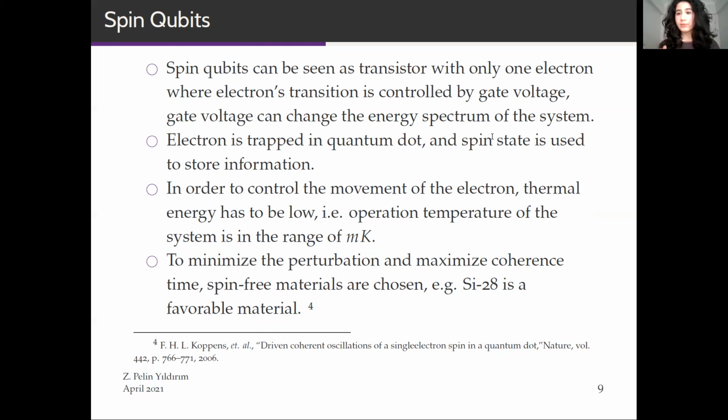We also have perturbations in this qubit. To be able to protect the spin of the electron, other effects must be minimized. These effects may be nuclear spin, etc. Therefore, experimentally, it is reasonable to use spin-free isotopes.